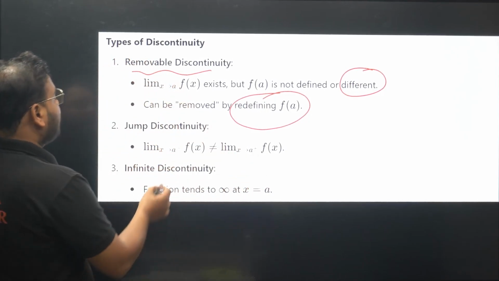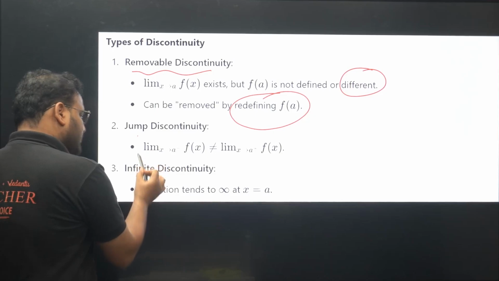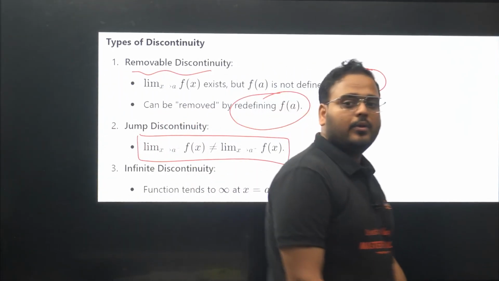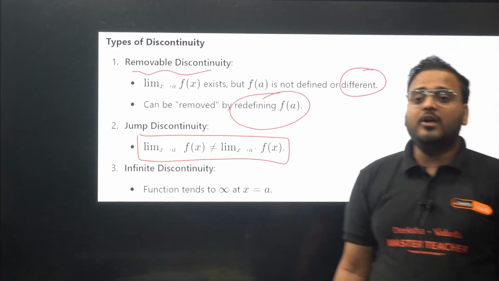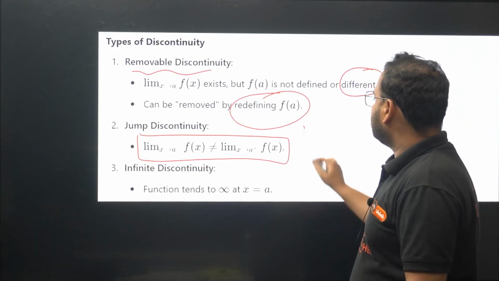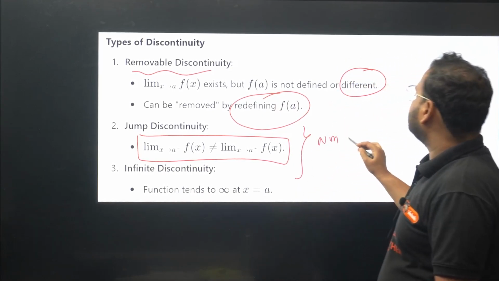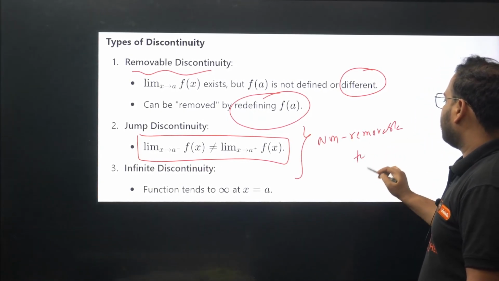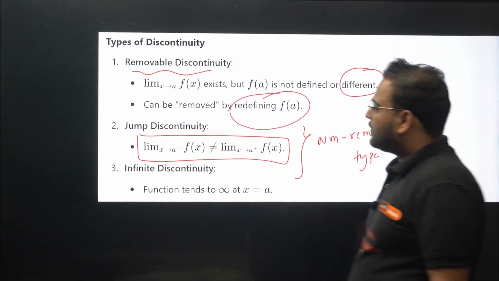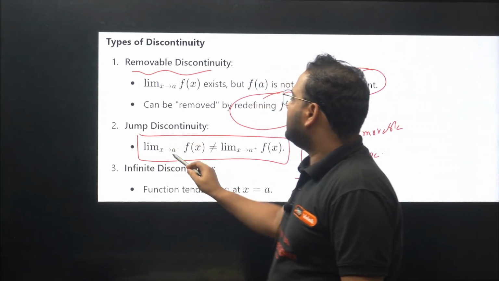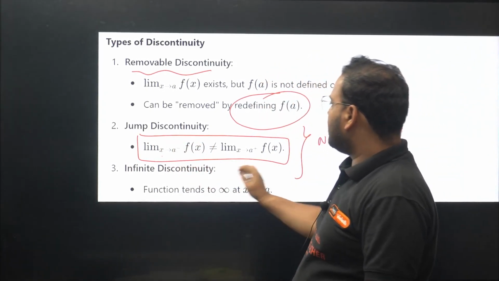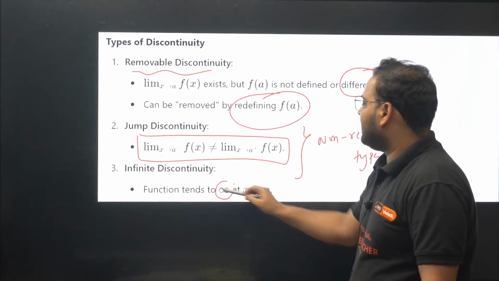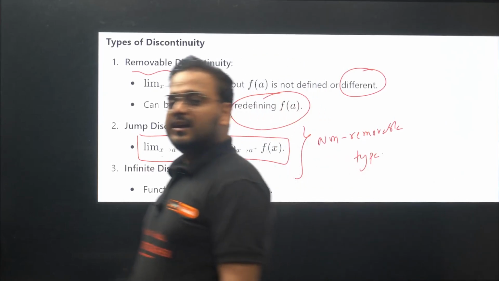But whenever there is a problem with the limit, that becomes a non-removable type of discontinuity. These two are non-removable types of discontinuity. One of these is called jump discontinuity, when the LHL and RHL are not equal. And when the function tends to infinity at a point, that is called infinite discontinuity.